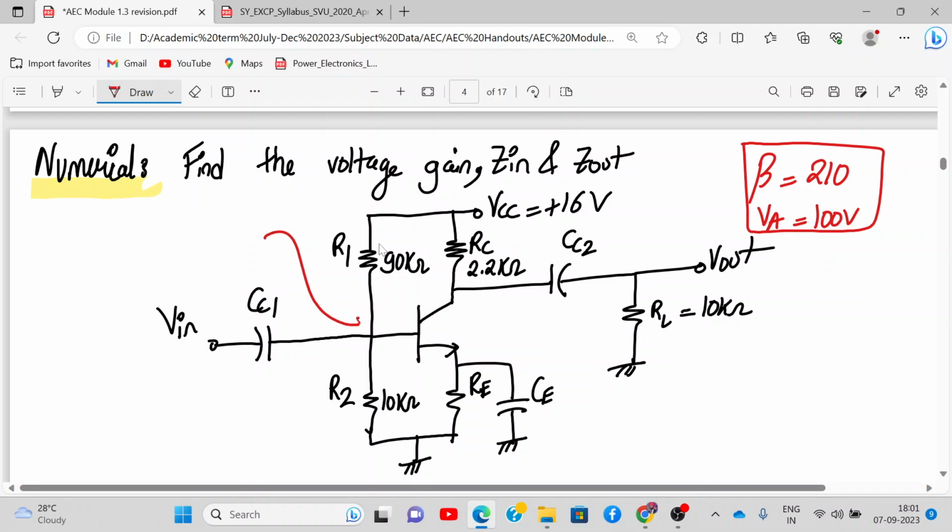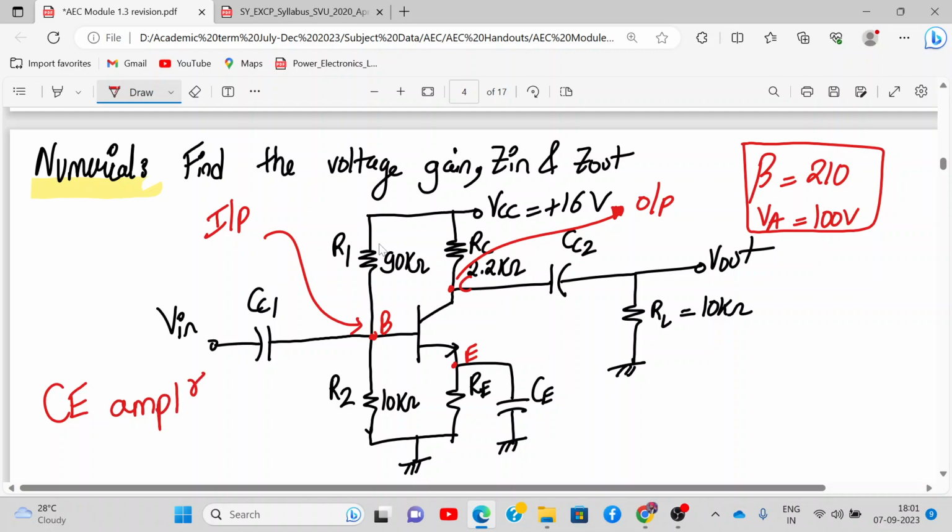Also your input is applied to the base terminal. This is the base, this is the collector, this is the emitter. Input is applied over here and output is taken from the collector terminal. So that's why this configuration is a CE amplifier.